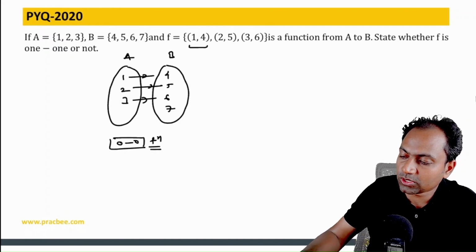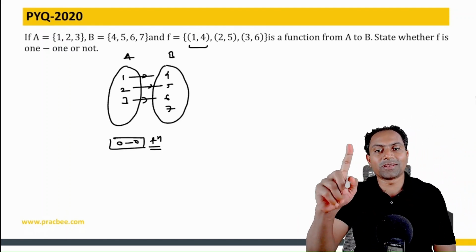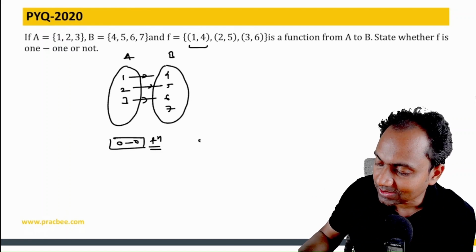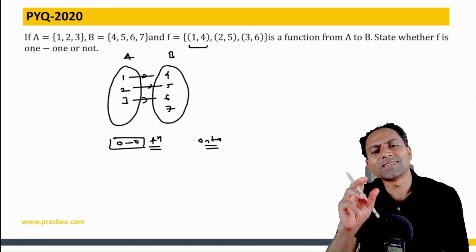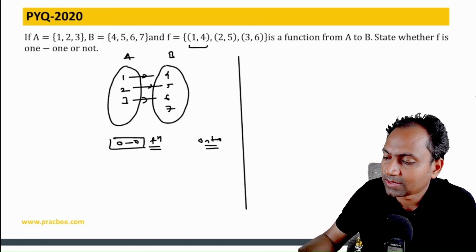If I also want to check onto, you can see that not all the elements in set B are in the range, that is, not all the elements of the codomain are there in the range. So what we can say is this is not an onto function. Once you are able to make the arrow diagram, very easily you can tell the answer. But let us say that you do not want to use the arrow diagram, you want to do it directly.